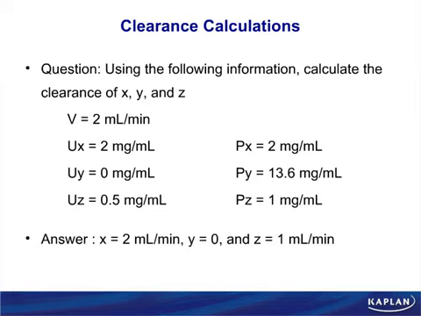Substance Z. Urine flow rate times urine concentration. 2 times 0.5 would be 1. Put that over the plasma concentration, which would be 1. And the clearance here for substance Z would be 1 milliliter per minute. And that's how you calculate clearance. So be familiar. You may be questioned on this.